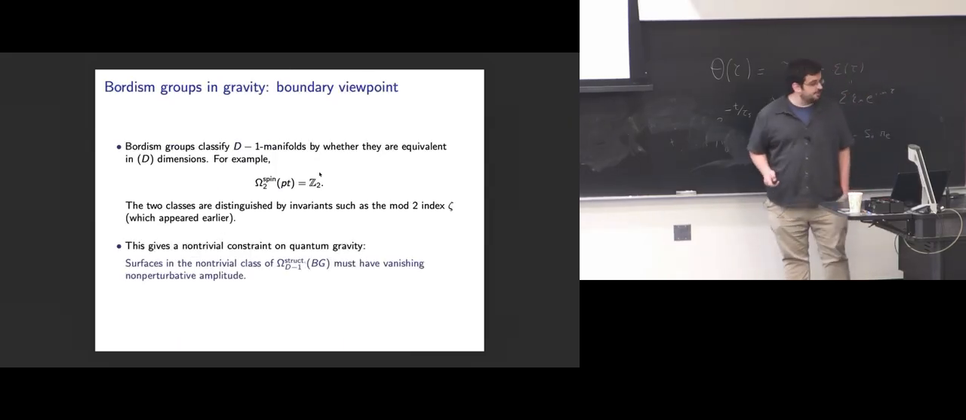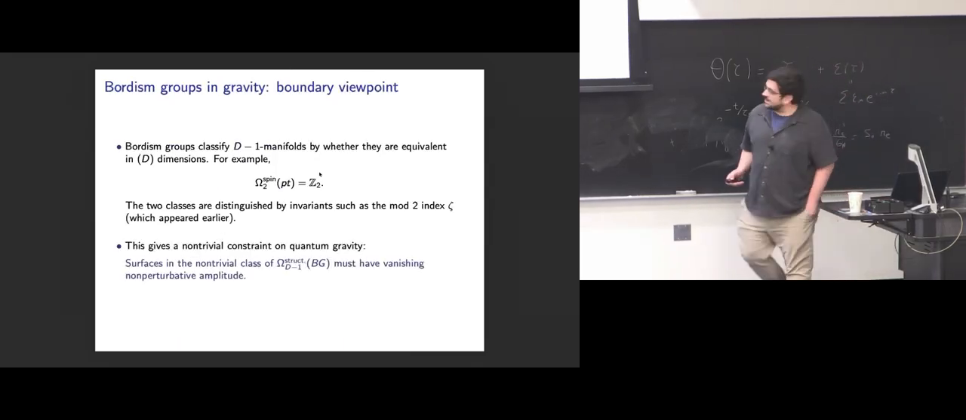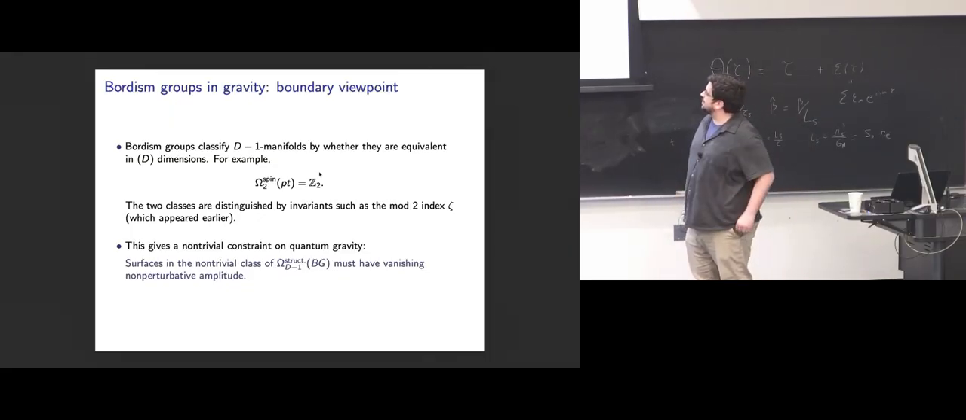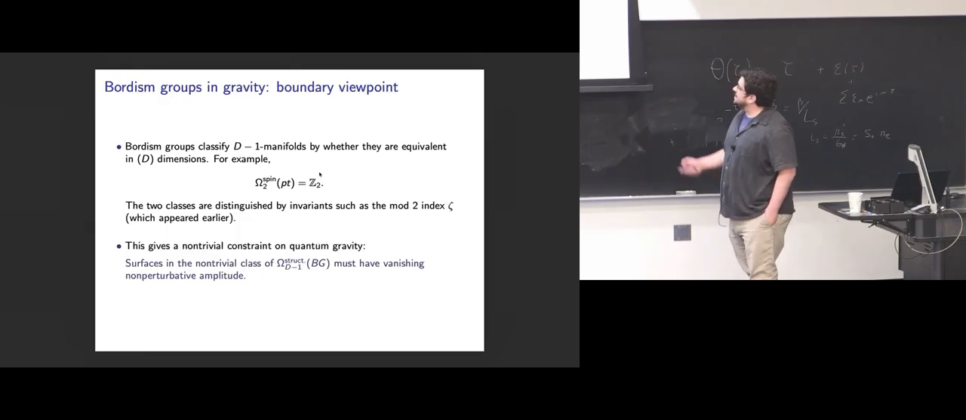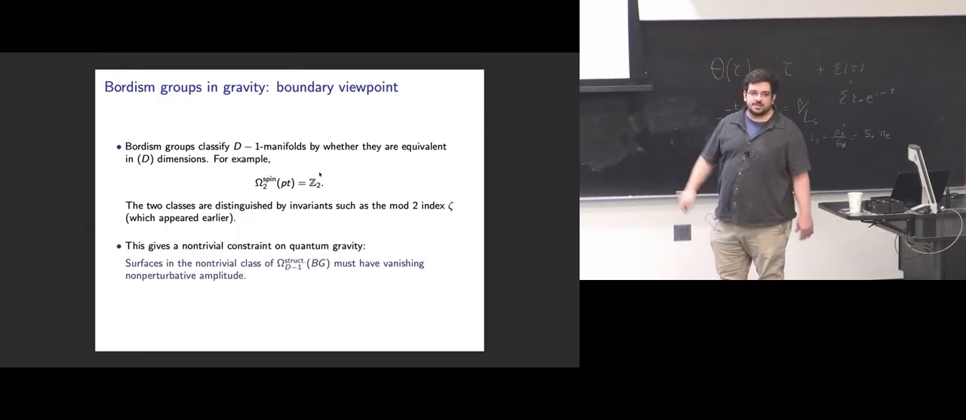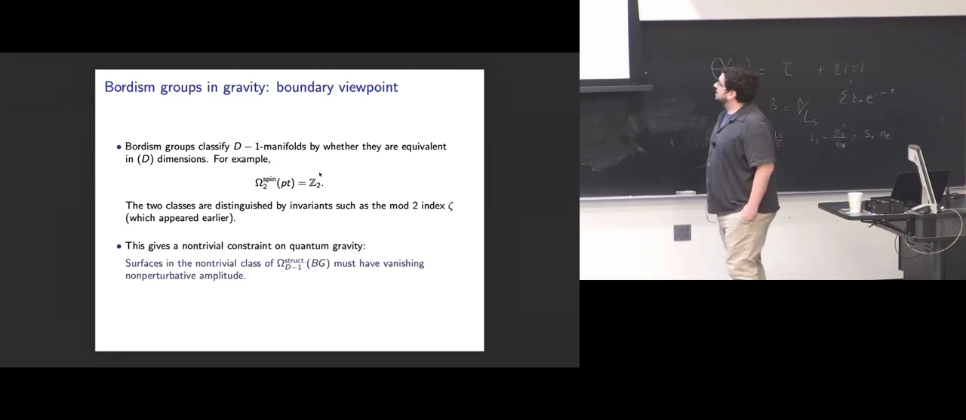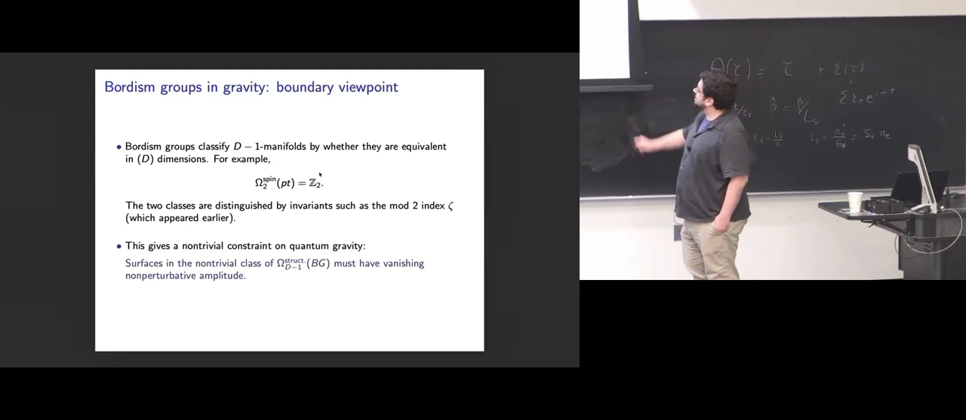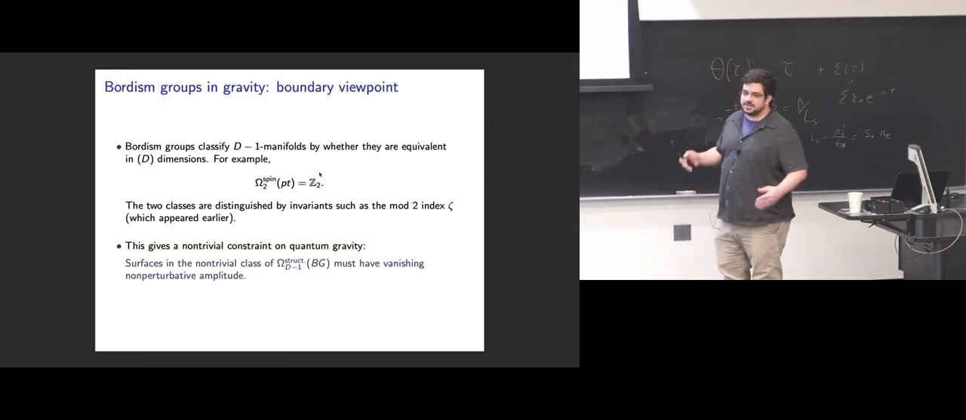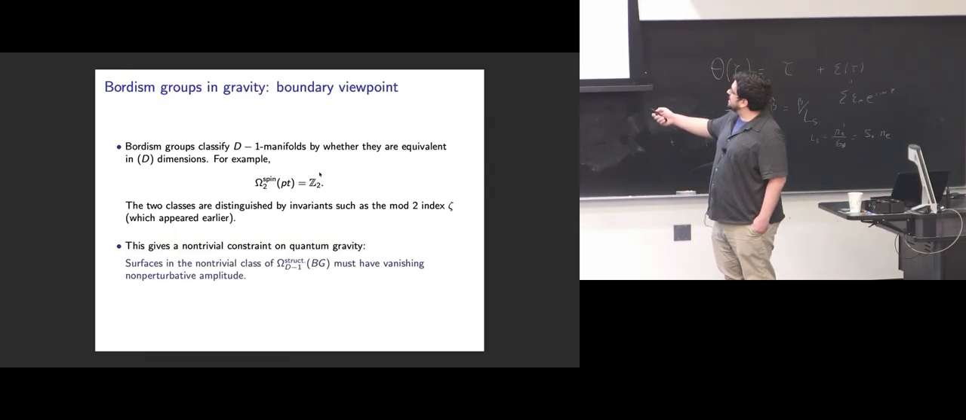Okay, so let me remind you what I just said earlier. Before talking about cobordisms, let me talk about bordisms. These classify D-1 manifolds by whether they are equivalent in D dimensions. They can be connected in D dimensions, like I said earlier. I already gave you this example. And these groups are always, different components of the groups are distinguished by invariants that depend on each case. In the case of 2D spin manifolds, this is the mod 2 index of zeta, or the Arf invariant.